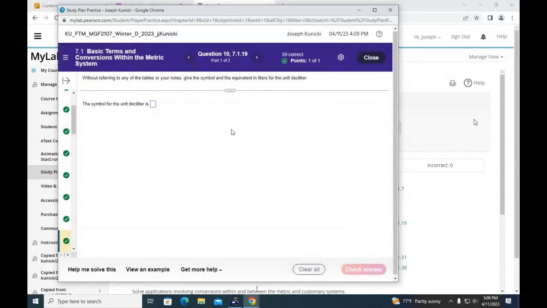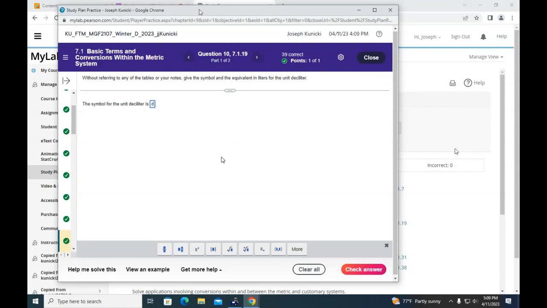So without referring to any of the tables or your notes, give the symbol and equivalent in liters for the unit deciliter. So the symbol is dL, lowercase d. And they'll use a script L in the computer. We use a capital L for liter. The script, you know what I mean by script L? They'll write it just like that. Liter is like that. But we'll write L like that, so that there's no confusion.